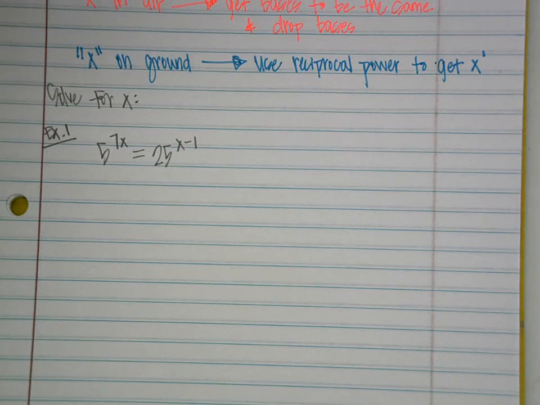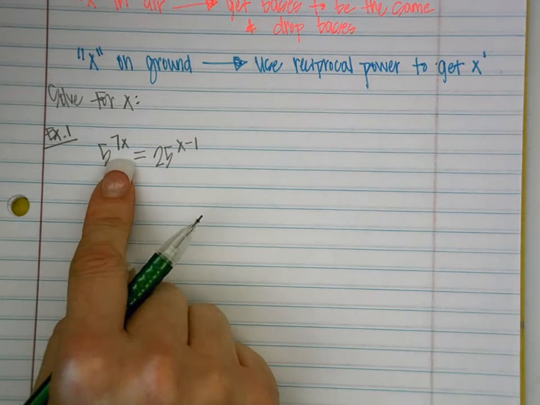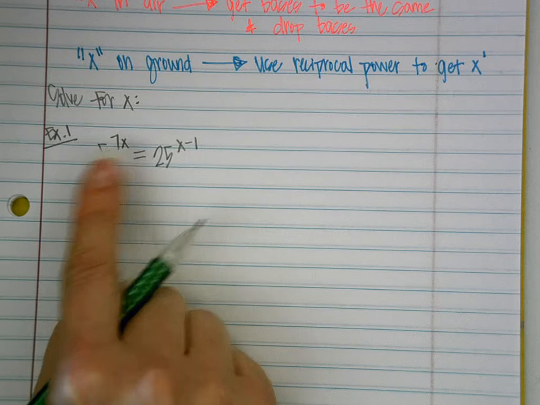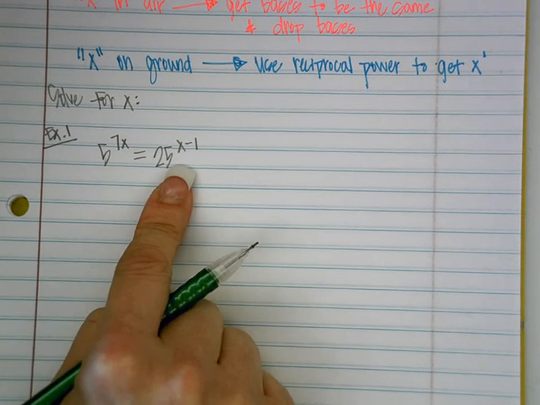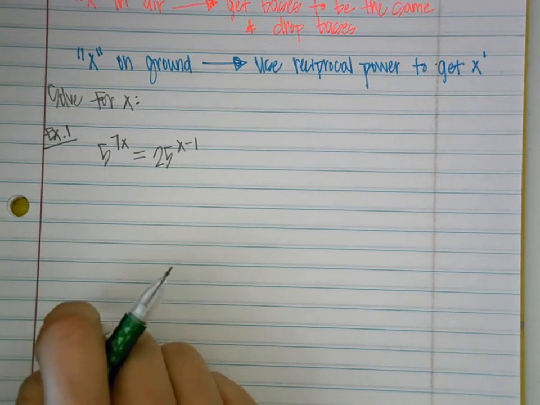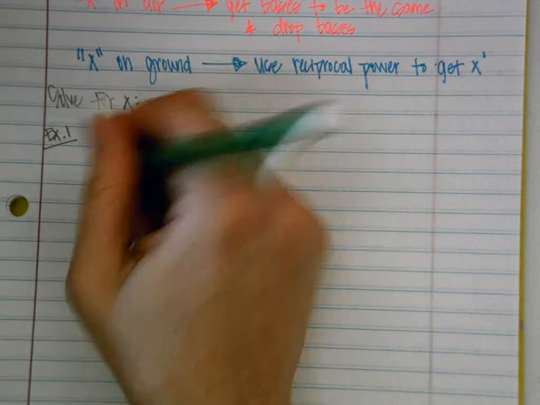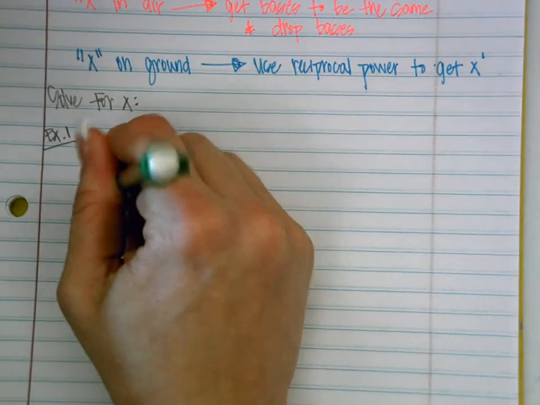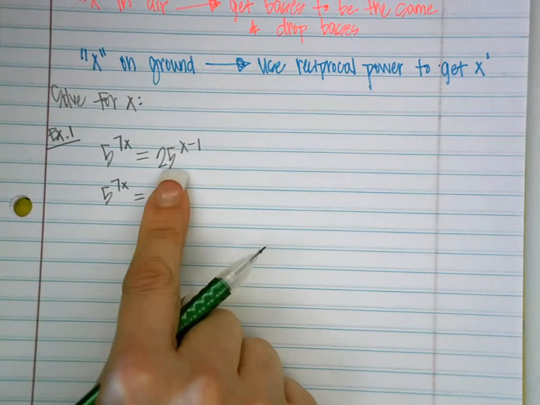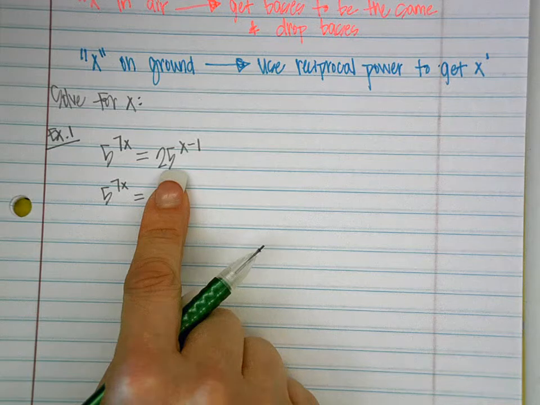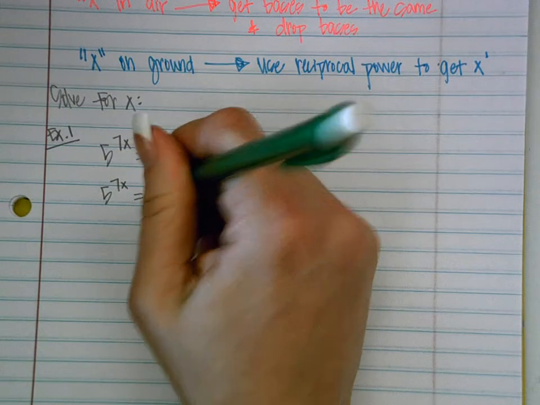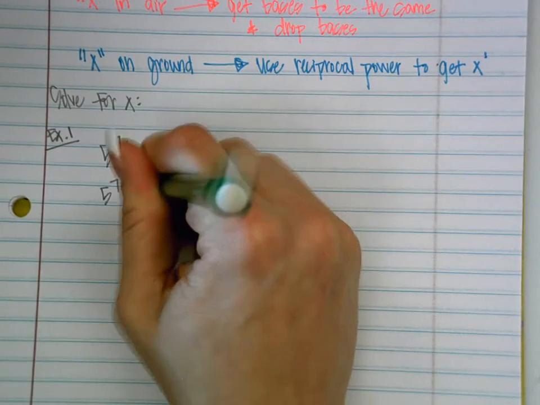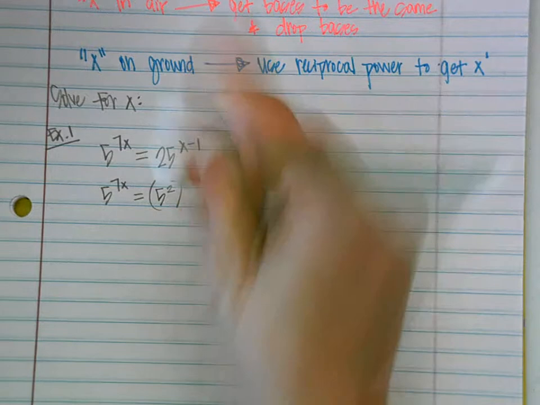For this one, the variable is in the air, up as the power. So we want to get these to be the same base. What base do 5 and 25 have in common? 5. So the one on the left is going to stay exactly as it is. How do I write 25 as a base of 5? 5 to what power equals 25? 5 squared. Then we just bring this down.